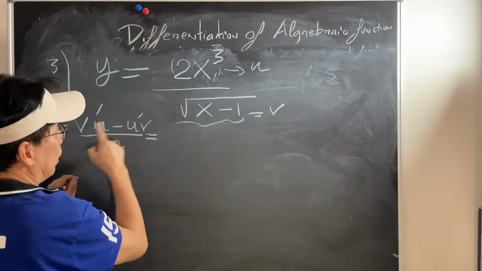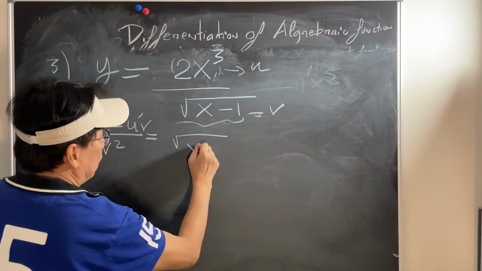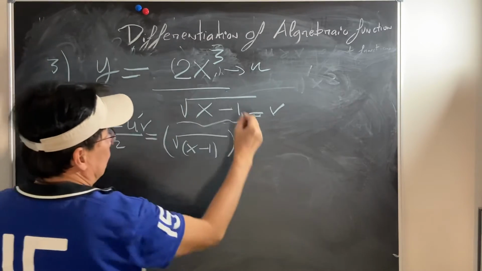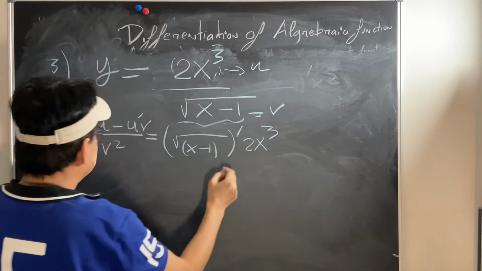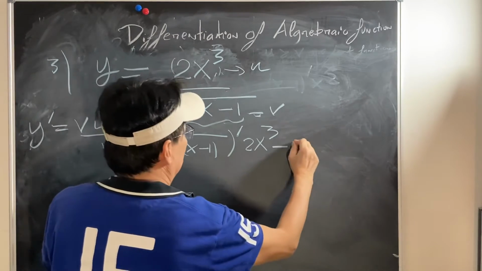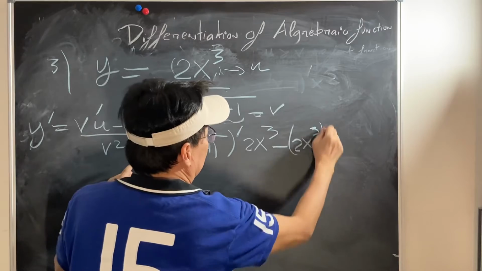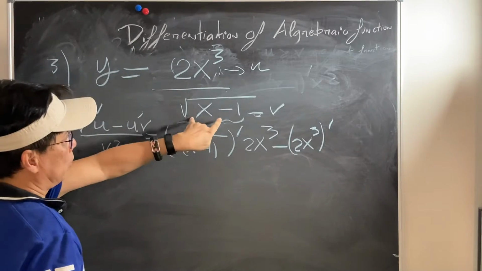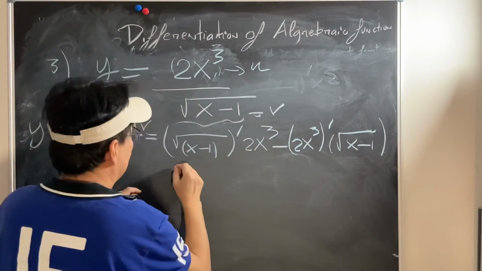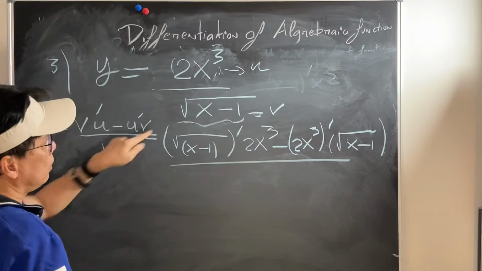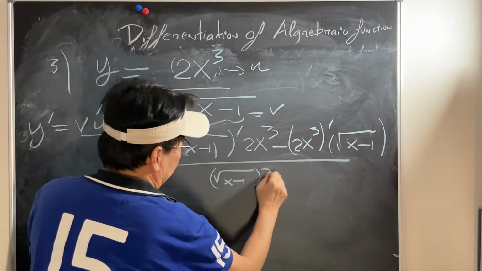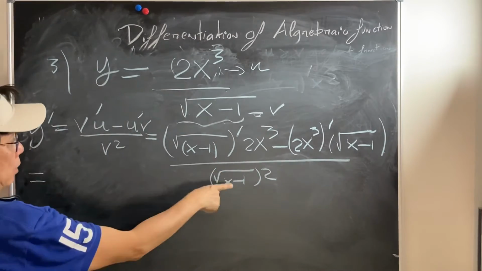Just replace u and v by these two functions. Then v prime is the derivative of the square root of x minus 1, times u, which is 2x cubed, minus u prime, the derivative of 2x cubed, times v, this function, the square root of x minus 1. And the whole thing is divided by v squared, where v equals the square root of x minus 1, squared.